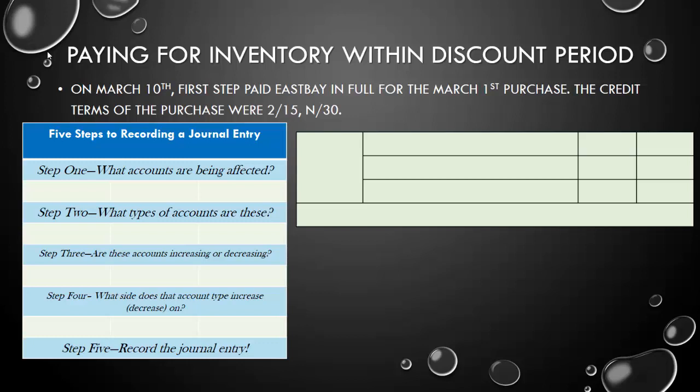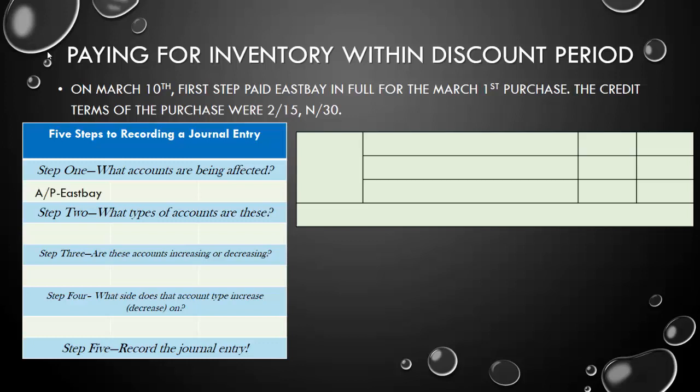We bought it on March 1st. It is now March 10th. That's only 9 days. So we are paying within this discount period. We're going to get that 2% discount. The problem with that is we assumed that we weren't when we put the entry on the books. So this is actually going to affect 3 accounts.